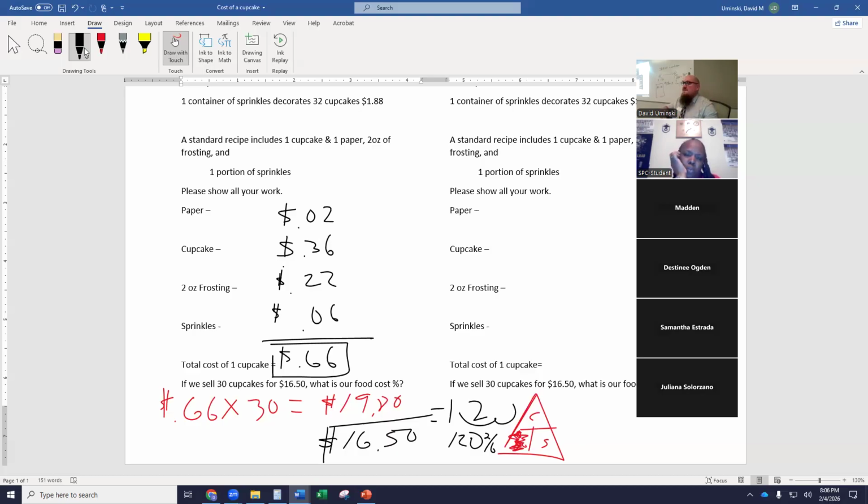I would assume that they come in as frozen cupcakes and then they just pipe the frosting on it. Okay. And the sprinkles. So maybe it does cost them $20 to make it. They're selling it for $16.50. This is what we call in the industry a loss leader.